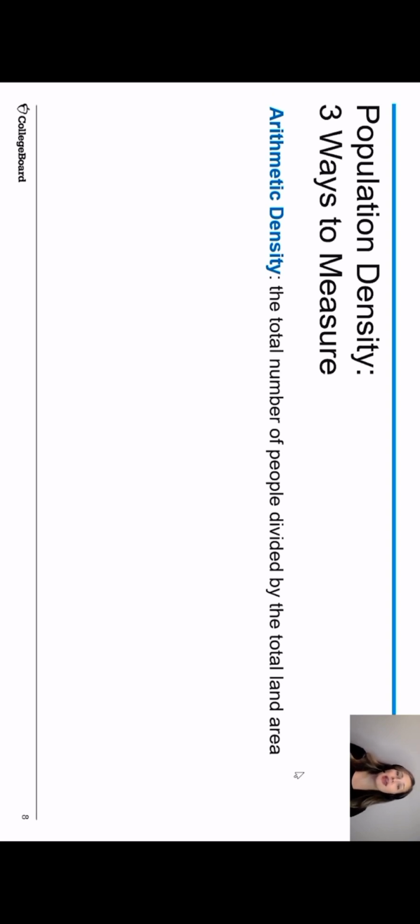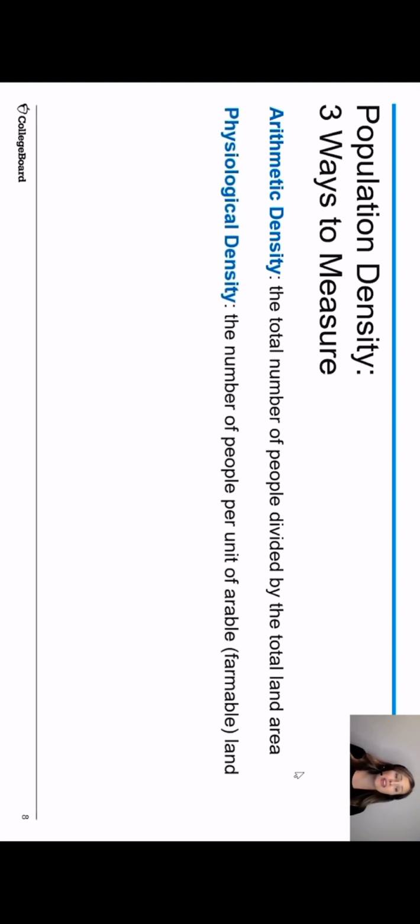Now, we could stop there, but there are other ways to measure population density, especially when we consider how a population may affect the natural environment or the resources of an area. We could look at physiological density. This would be the number of people per unit of arable or farmable land.